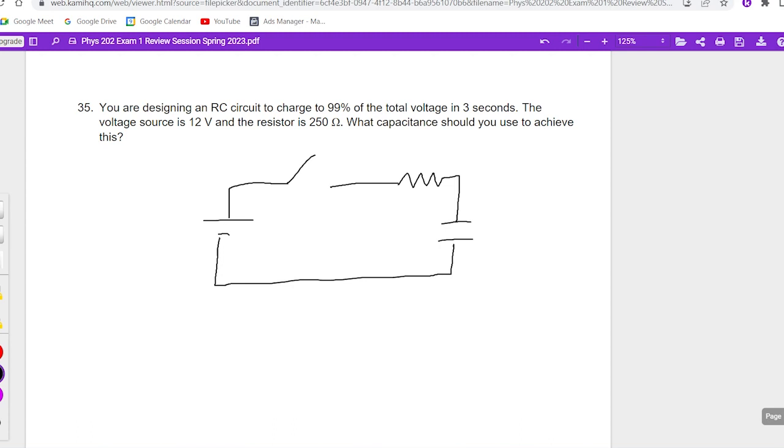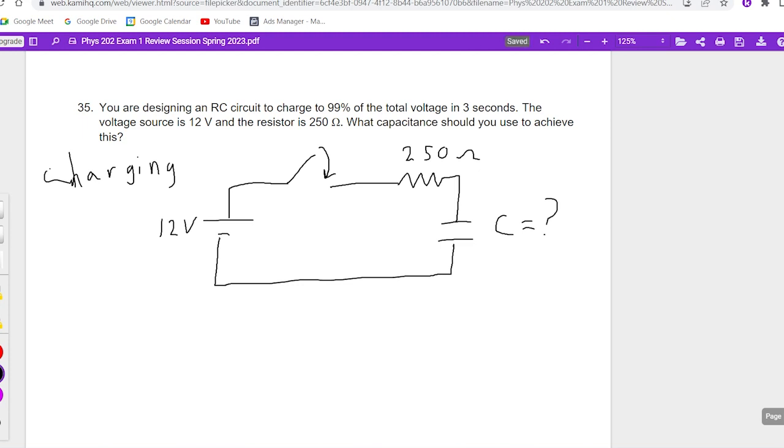We know the resistor is 250 ohms. We're solving for the capacitance. This is in a charging configuration, so we're going to connect the switch. We're charging, and that's going to affect what equation we use, obviously. And they tell us the voltage source is 12 volts. Great.